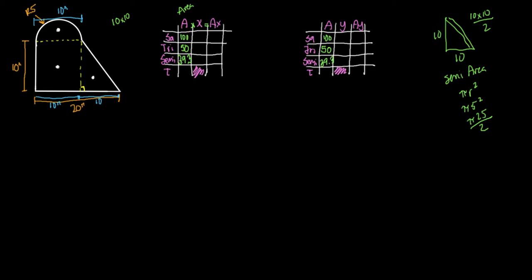39.3. Apologize for that. Should have made those tables a little bit bigger. Okay, and what we're going to do is we're going to total these up. So 100 plus 50 plus 39.3 we get 189.3. Great.